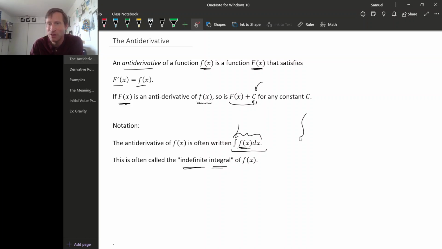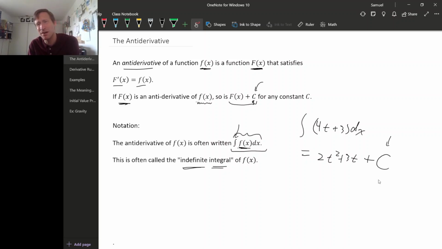So our previous example with this velocity function was the antiderivative of 4t plus 3 dx. And what we found was it's 2t squared plus 3t plus any constant, right? We can have any constant here, and so to indicate that, I'll just write capital C. And we'll just keep in mind that capital C is not a variable really, it's a constant, but it could be any constant.